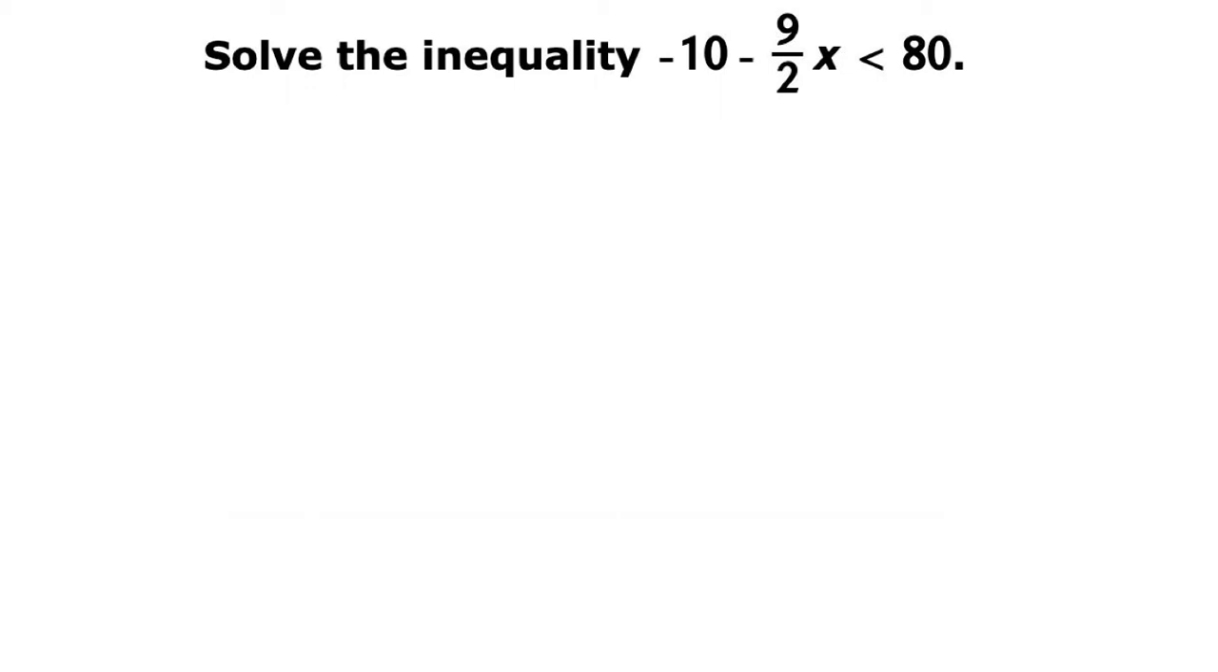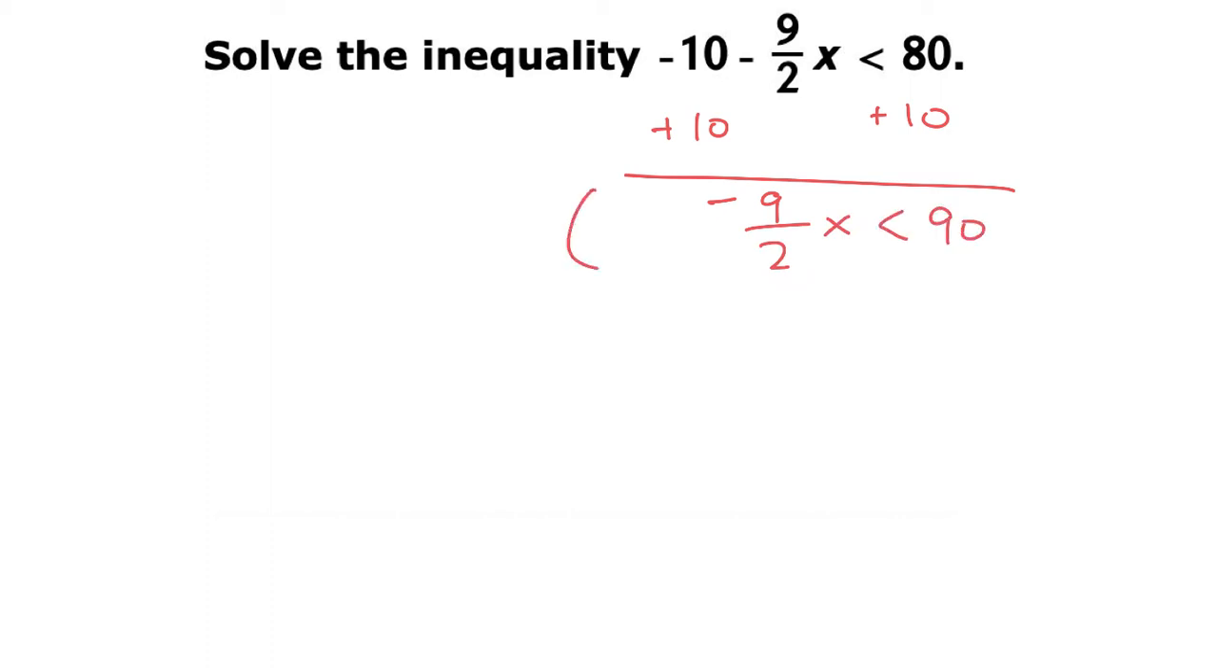Step 1 will be to add 10 to both sides of the inequality, and I'm left with negative 9 over 2x is less than 90. Now I will need to multiply by the reciprocal, which will be negative 2 over 9. Do the same thing to both sides. And on my left side, I'm only going to be left with x.